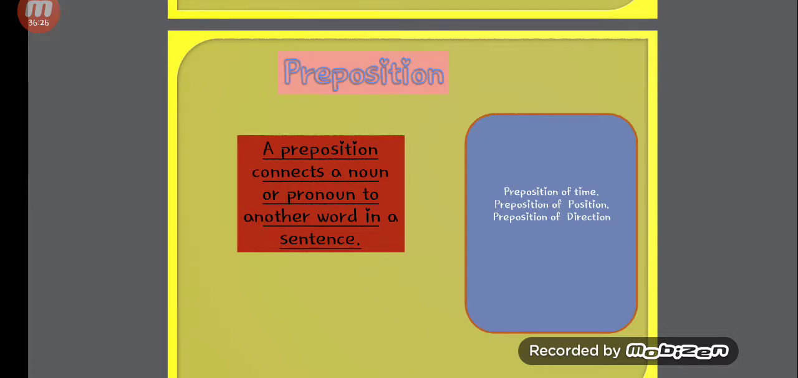Next, preposition. A preposition connects a noun or a pronoun to another word in a sentence. For example, he is waiting for you. I am fond of music. You must be careful in future.